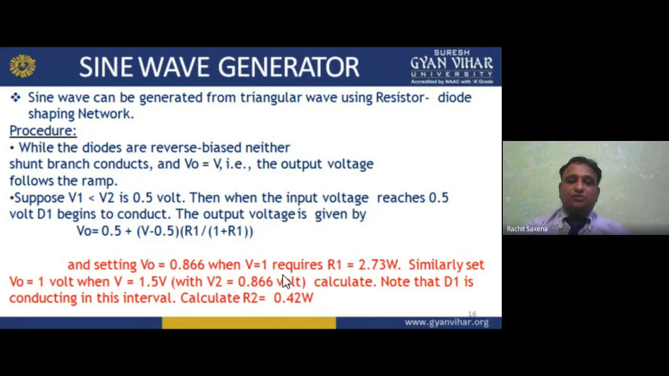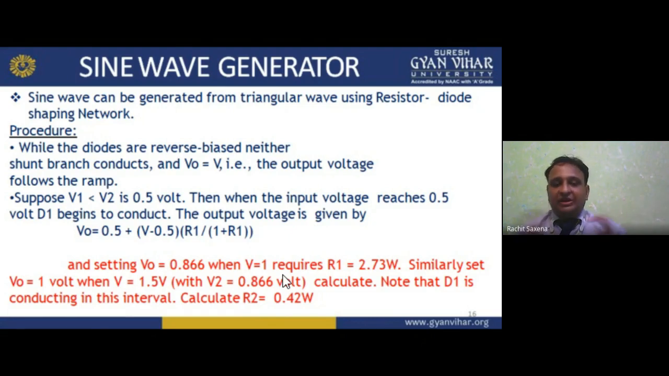Suppose V1 is less than V2, which is 0.5. Then when the input voltage reaches 0.5 volt, D1 begins to conduct. The voltage changes there. And if we get the threshold voltage, what will happen? The diode voltage is 0.5 volt. Germanium or silicon is what diodes are made of, so the threshold voltage depends on this. We are considering 0.5 volt as the threshold voltage.